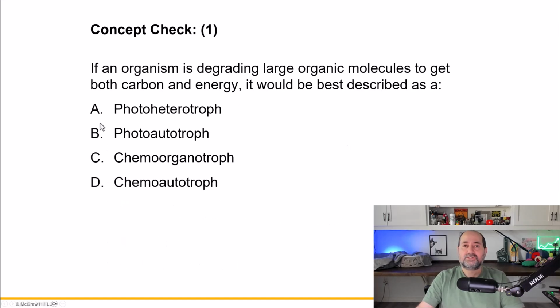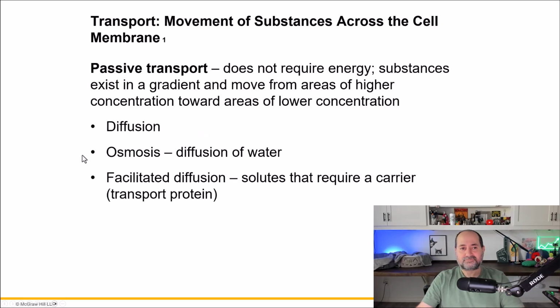And by the way, do you remember when I said that these concept check questions can appear on exams? So make sure you learn all of your concept check questions because I could include them on the exam. This one states, if an organism is degrading large organic molecules to get both carbon and energy, it would be described as a chemoorganotroph. Remember, so please know those terms.